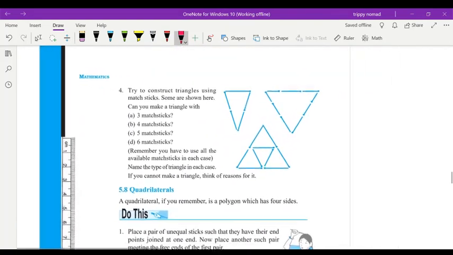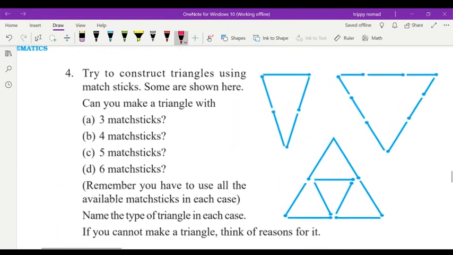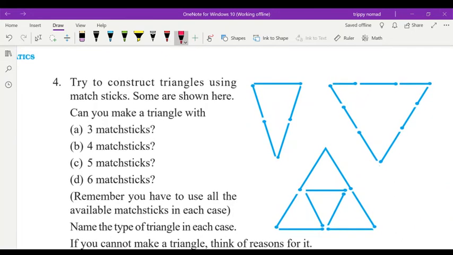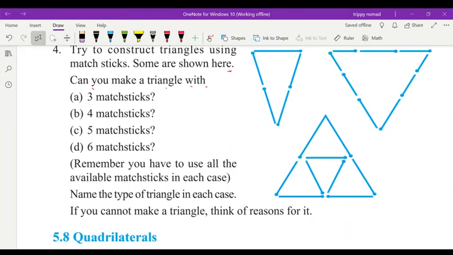And next you can do in activity, children. Fourth, try to construct the triangle using matchsticks. Some are shown here. Can you make a triangle with 3 matchsticks? Yes, we can. If we use 3 matchsticks, then we can make an equilateral. If you use 4 matchsticks, can you make one? You have to think like that. If we take 4, it will not be made. So with 4 you can't make one.